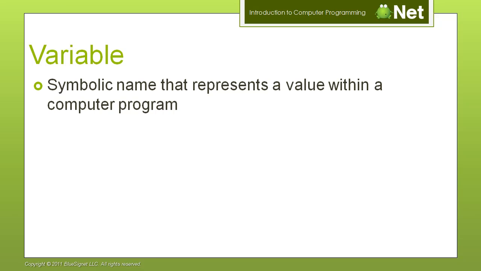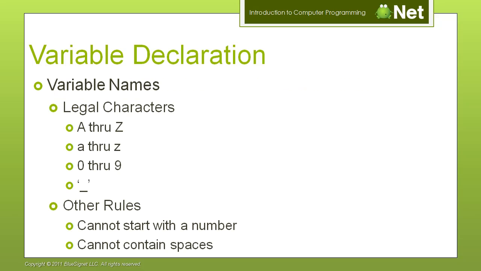I don't know. What is a variable? We'll start there. A variable is a symbolic name that represents a value within a computer program. Interesting. So in other words, it's a label applied to a location of memory where we store some value. So how do we declare a variable?